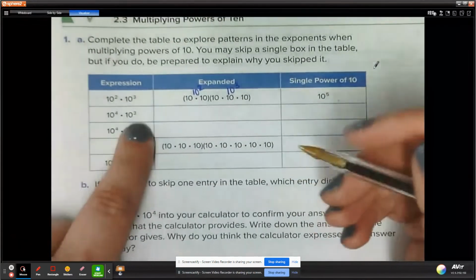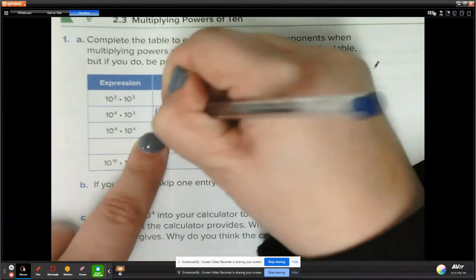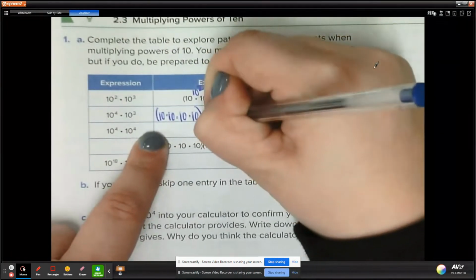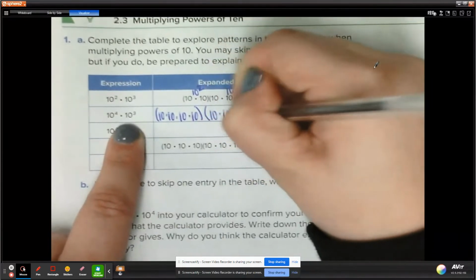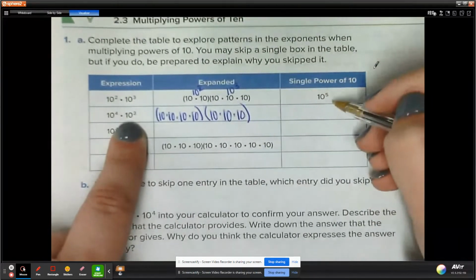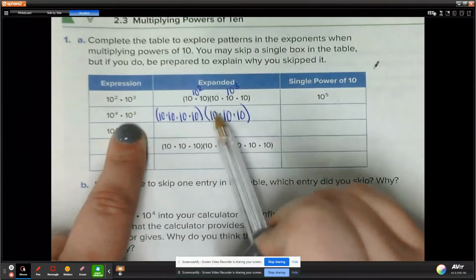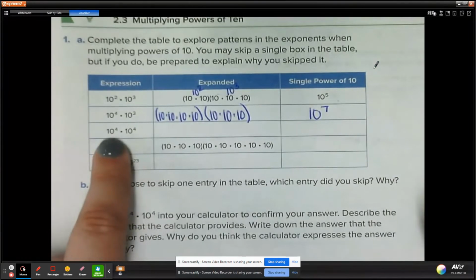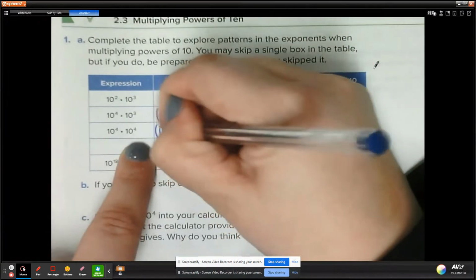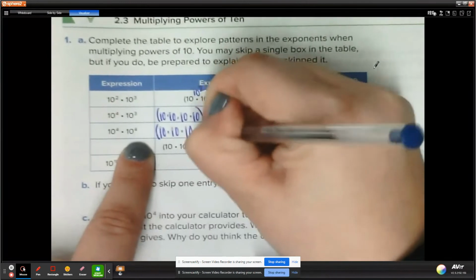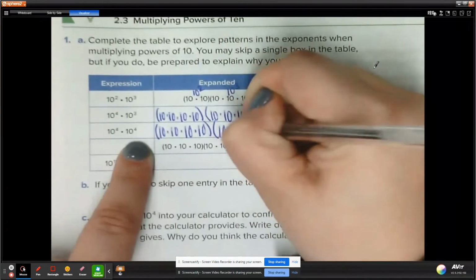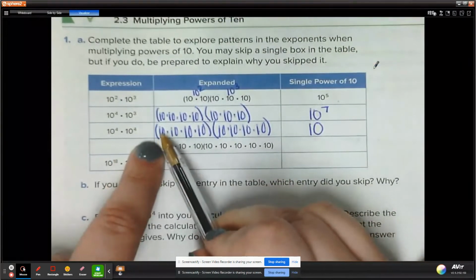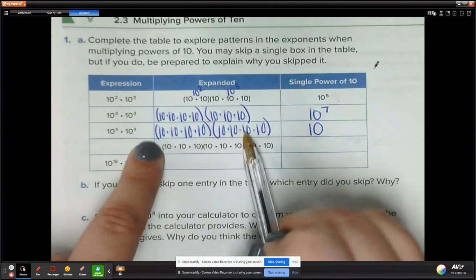So here I have 10 to the 4th times 10 cubed, so I have 10 times 10 times 10 times 10 times 10 times 10 times 10. Knowing what I know about exponents, I have 1, 2, 3, 4, 5, 6, 7. So 10 to the 7th power. Okay, 10 to the 4th times 10 to the 4th, 10 times 10 times 10 times 10, 10 times 10 times 10 times 10. My base is going to be 10. My exponent is going to be 1, 2, 3, 4, 5, 6, 7, 8.